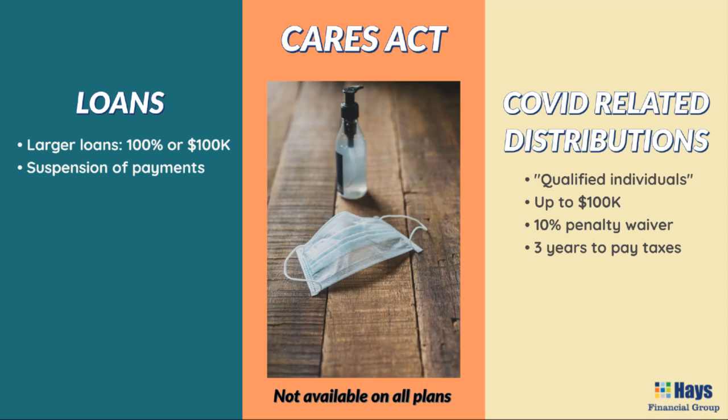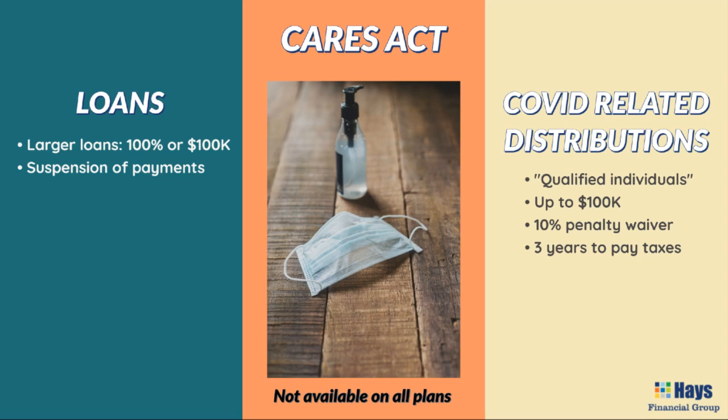The new distribution that was created is something called a COVID or corona-related distribution. This type of distribution would be for those qualified individuals. That means people impacted directly by COVID-19, and it allows the possibility to take a withdrawal similar to a hardship, but different because there's no penalty on that. And then it does allow you 3 years to pay the taxes and spread them out over time.